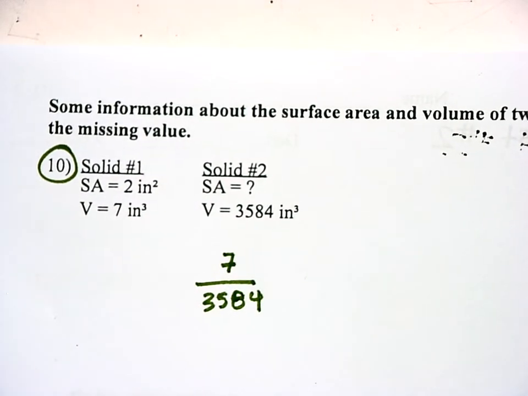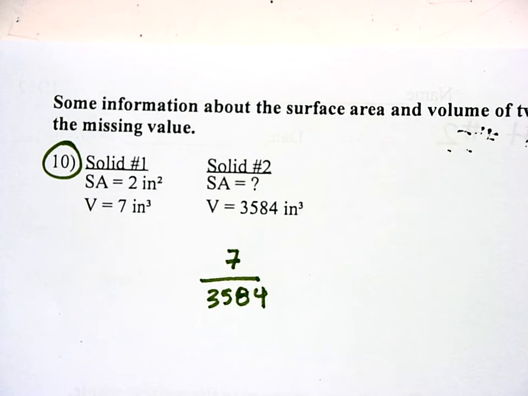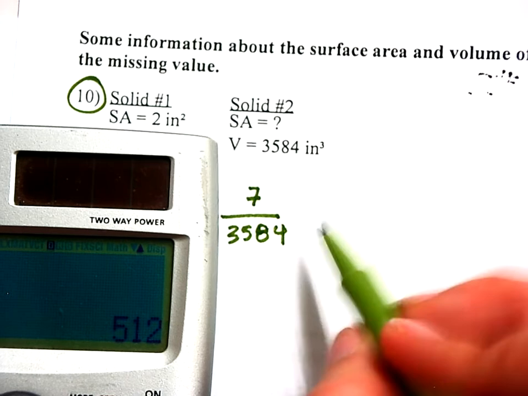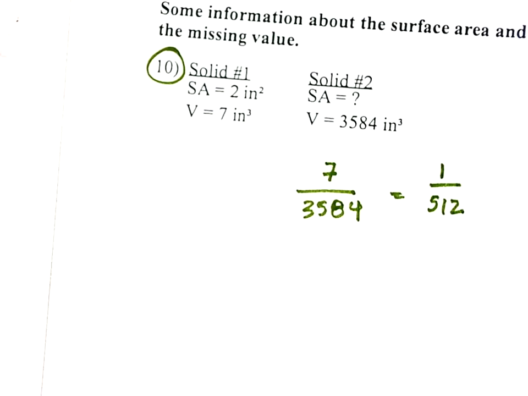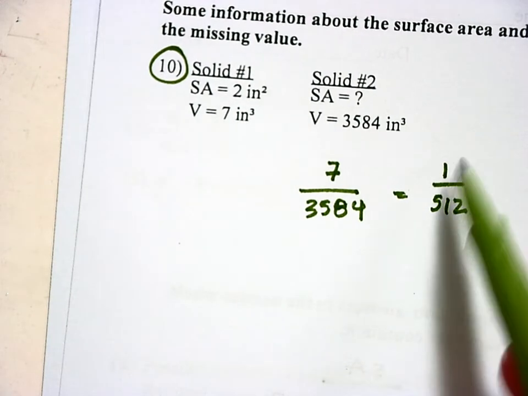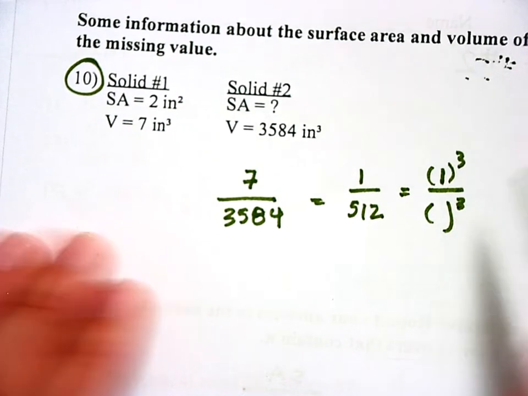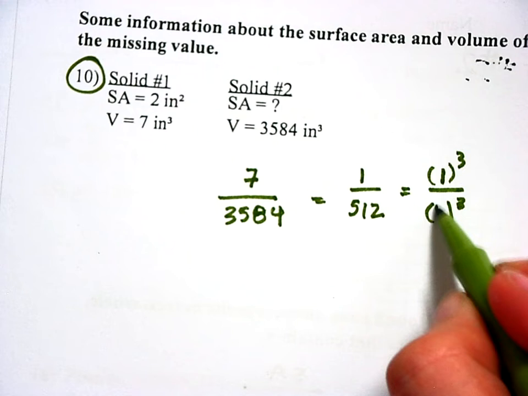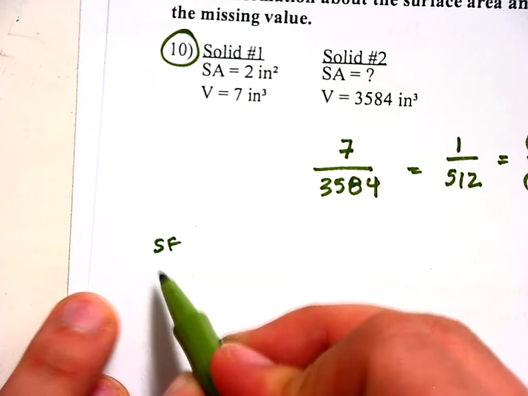Okay, and I'm going to see if these are both divisible by 7. So 3584 divided by 7. Good, so that's divisible by 7. It gives us 512. So this is equal to 1 over 512. I just simplified that fraction. Okay, 512, we're going to take the cube root of that, because remember these numbers are going to be something cubed. So I'm going to write that as 1 cubed over, and then the cube root of 512 is 8. So that means 1 over 8 is my scale factor.